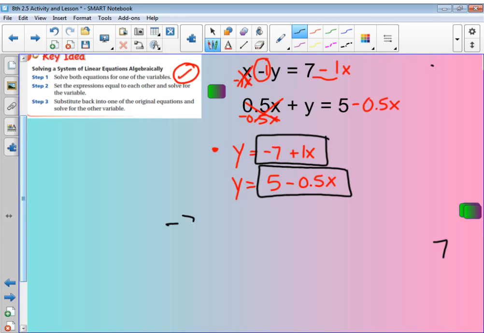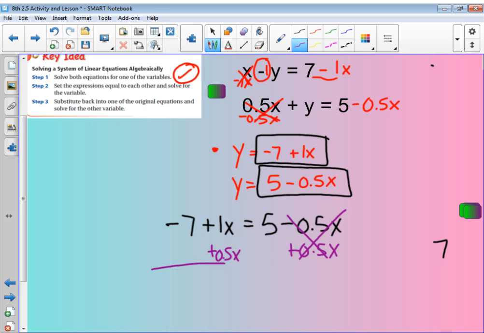So I've got -7 plus 1x is equal to 5 minus 0.5x. First step, get our x's to one side. So I'm going to choose to get rid of this x by adding 0.5x. It's gone. So I find my x's, which is right here, 0.5x. Remember, if you're doing this longhand, you line up at the decimal. 1 plus 0.5 is going to give me 1.5x. And then I still have a -7, and then equals 5.